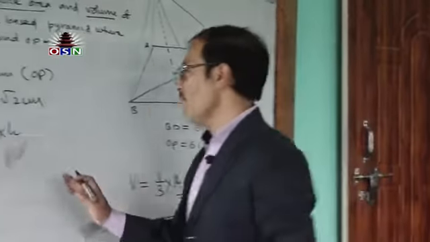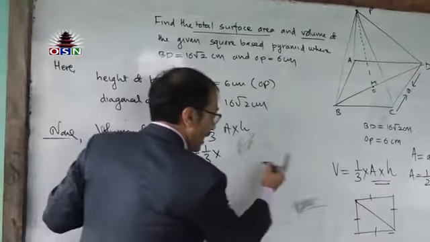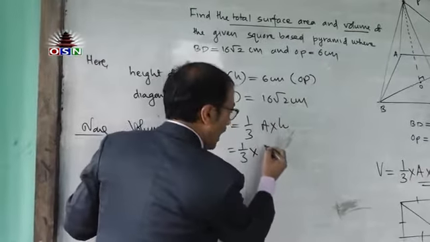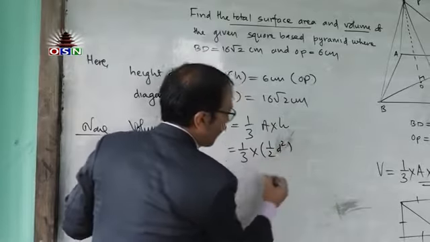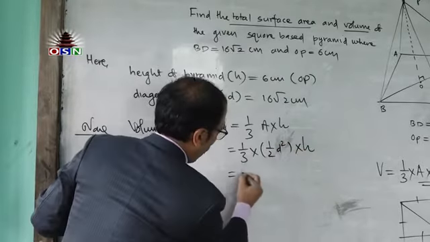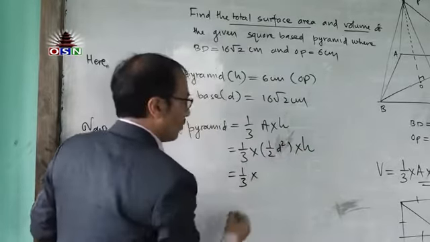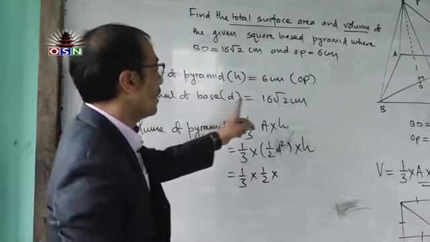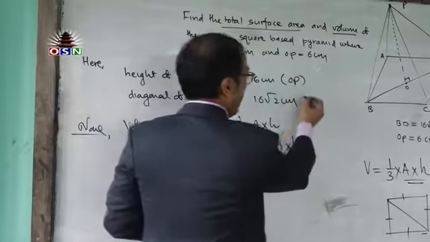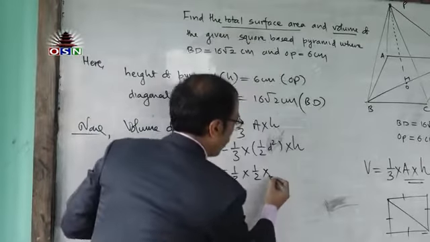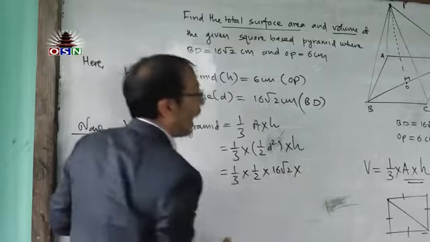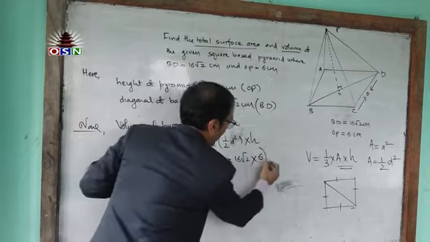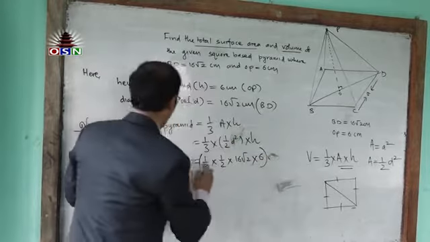A represents the area of base. We have already said that the base is square in shape. So for A, we write half D square into H. Well, 1 by 3 into 1 by 2, you write as it is. D means here 16 root 2, that is BD. So you write here 16 root 2 into height. Height is OP, that is 6 centimeter. Then you can find the total volume here.